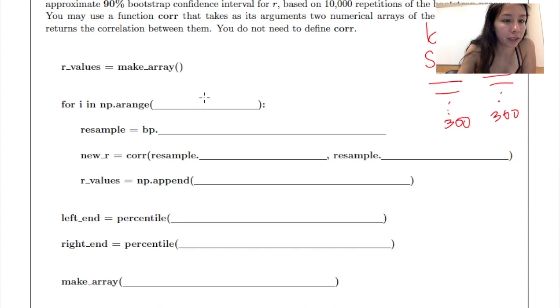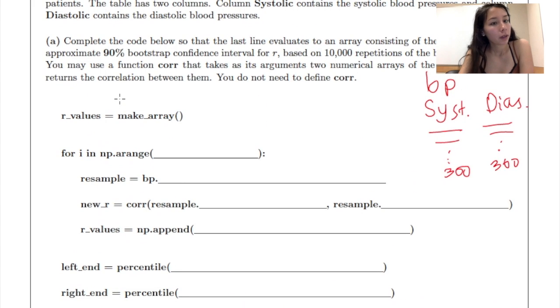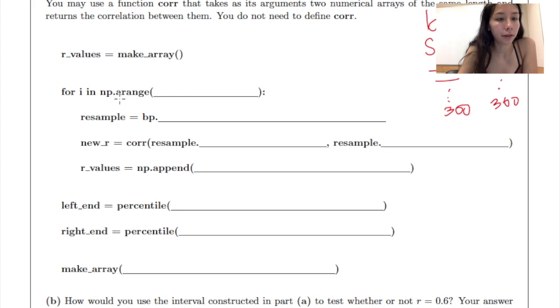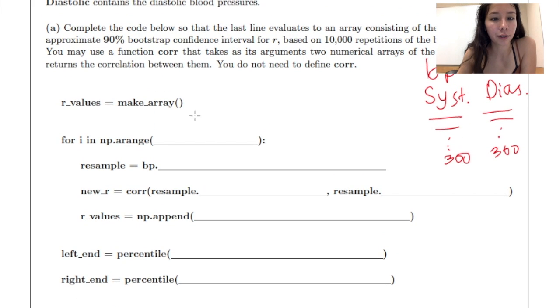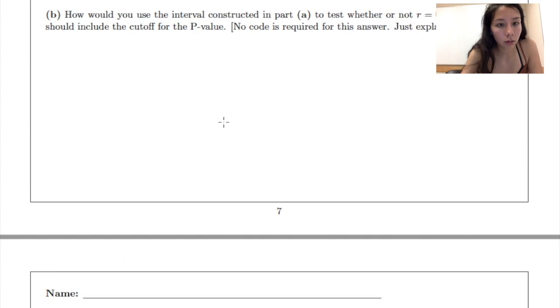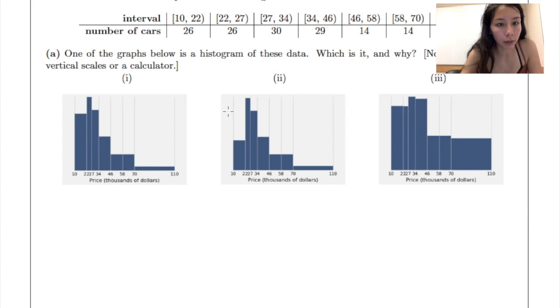Alright, so basically when we look at this, we see that it's going to be set up the same way that any sort of bootstrap confidence interval is set up. So it starts out with this array that's being made called r_values. So for i in np.arange, and we see up here in the question that it wants 10,000 repetitions, so we want to do 10,000.